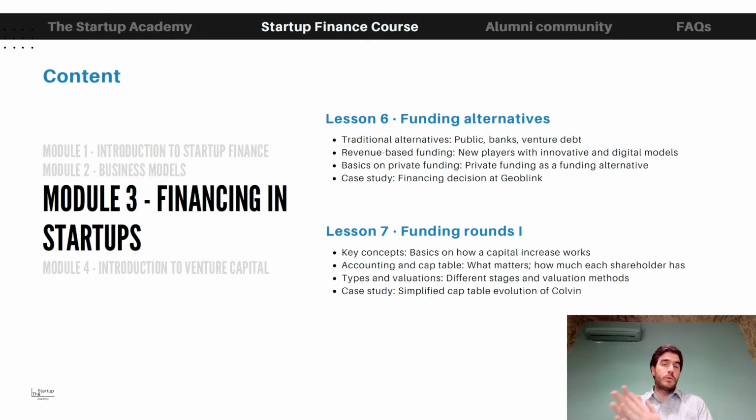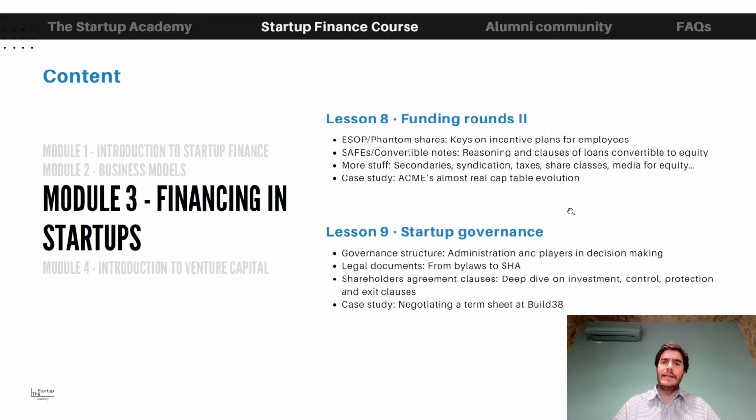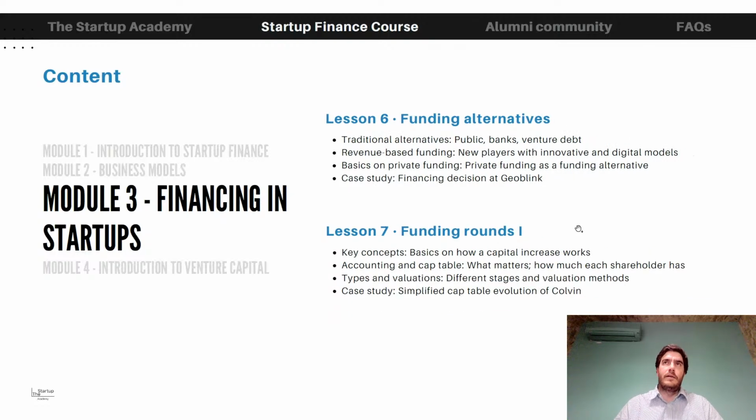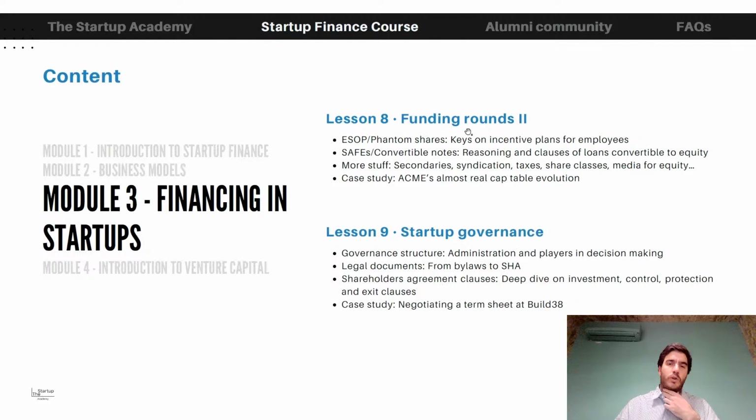And then the second half of the course, we move to a totally different part, I would say. I always say that the CFO needs to control the department and to finance the startup. So this is more or less the structure of the course. Funding alternatives, which is everything that is not a funding round, and there are many more alternatives than people know, and many more are popping up. Then 1 on funding rounds and 2 on funding rounds. Funding rounds are so relevant in the business that we have 2 lessons, 1 on the basics and 1 on the complications.